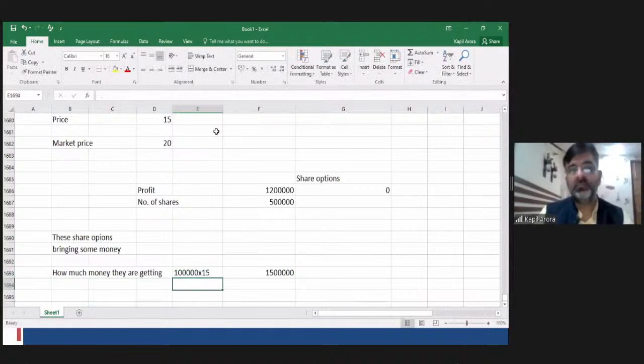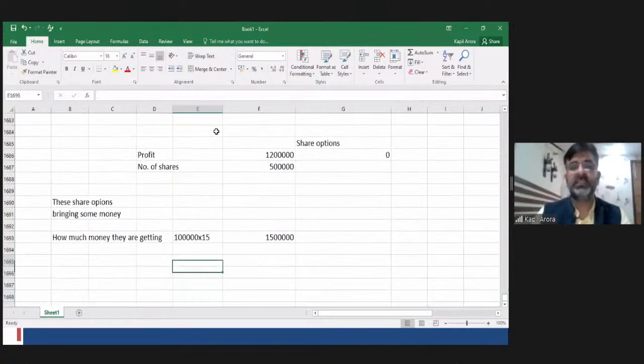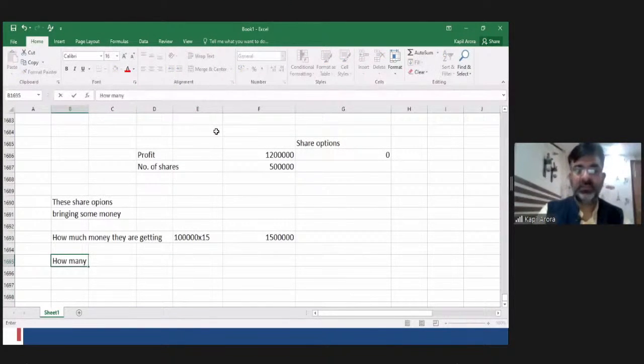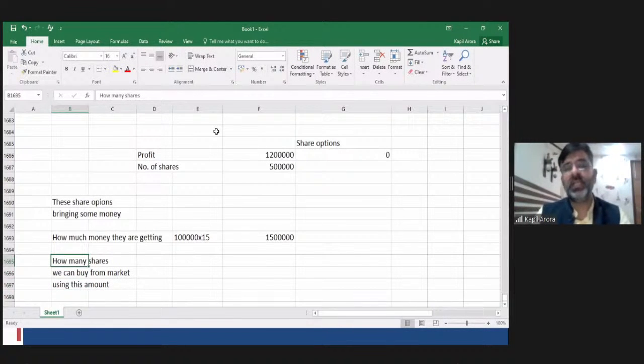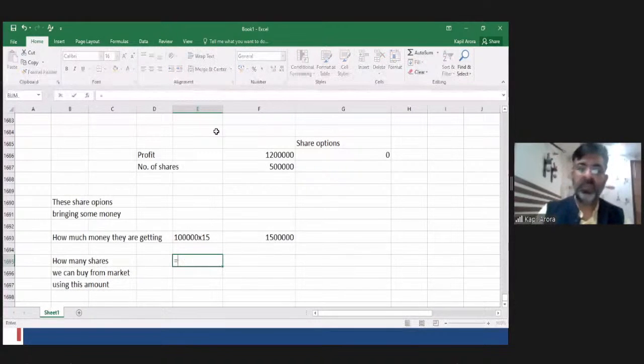into 15. Now the question is, if we want to buy shares from the market using this amount, how many shares can we buy from the market using the amount which we are getting from these 1 lakh share options? How many shares can we buy?